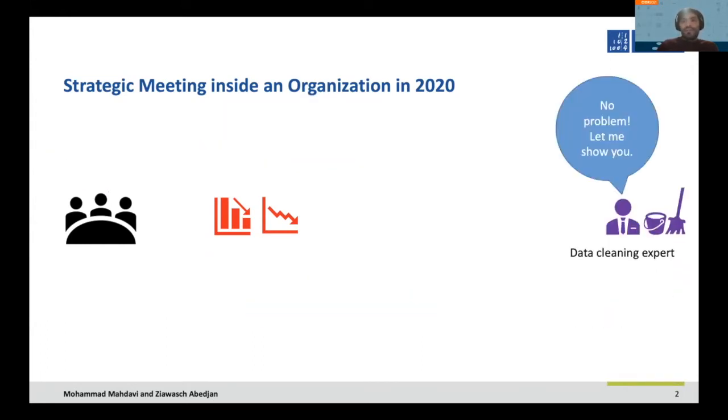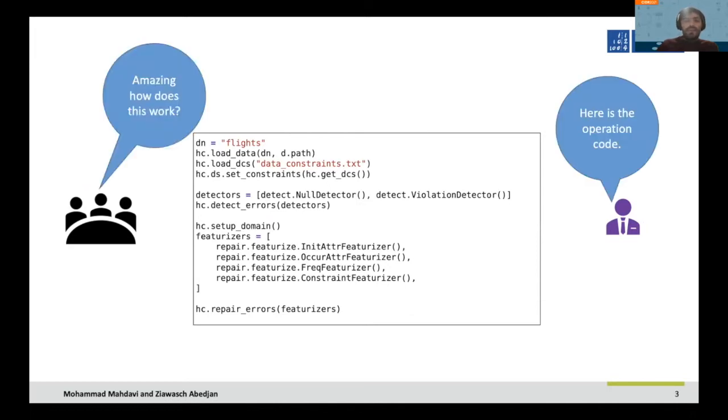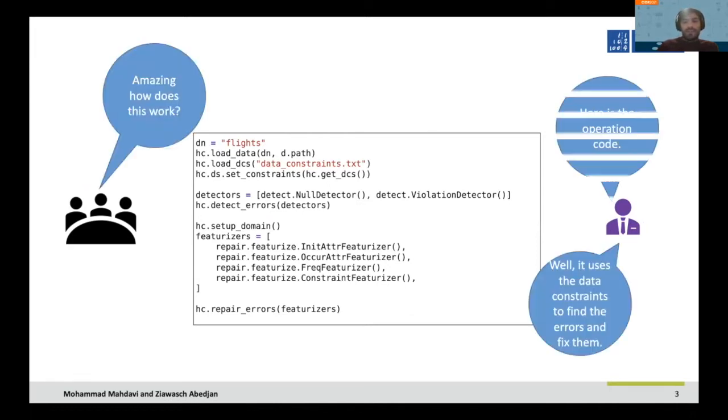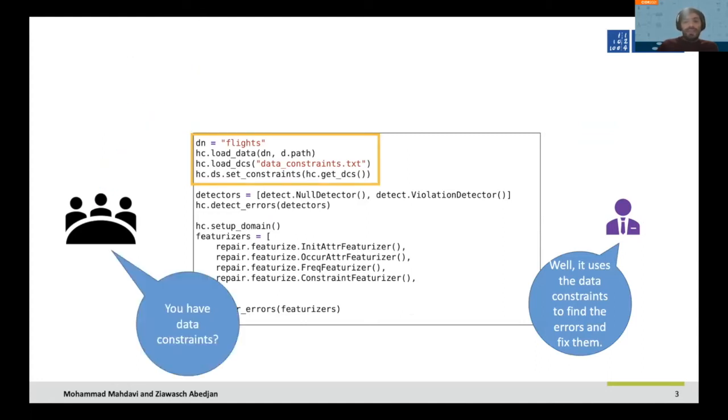He will say, no problem, let me show you. This is a piece of code with state-of-the-art data cleaning. You just give me a data set and I clean it for you. Oh, that's amazing. How does it work? That's how people usually react. Well, we need some data constraints to find the errors and fix them for you. And that's a true story.